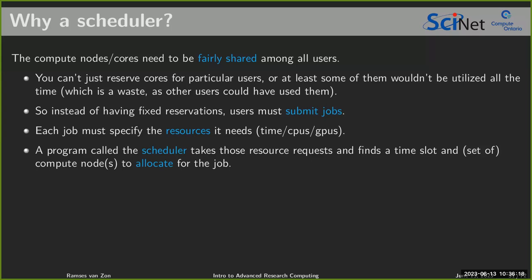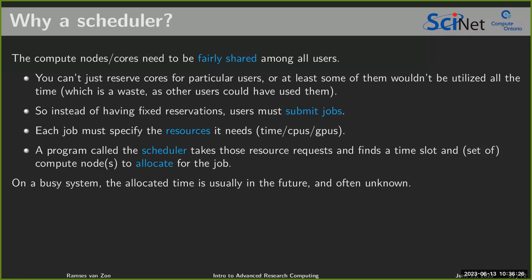When new resources become available or other jobs stop, I'm just going to use those resources for the next node in the queue. On a busy system, the allocated time, so when things are running, is always in the future. So we have almost only busy systems.